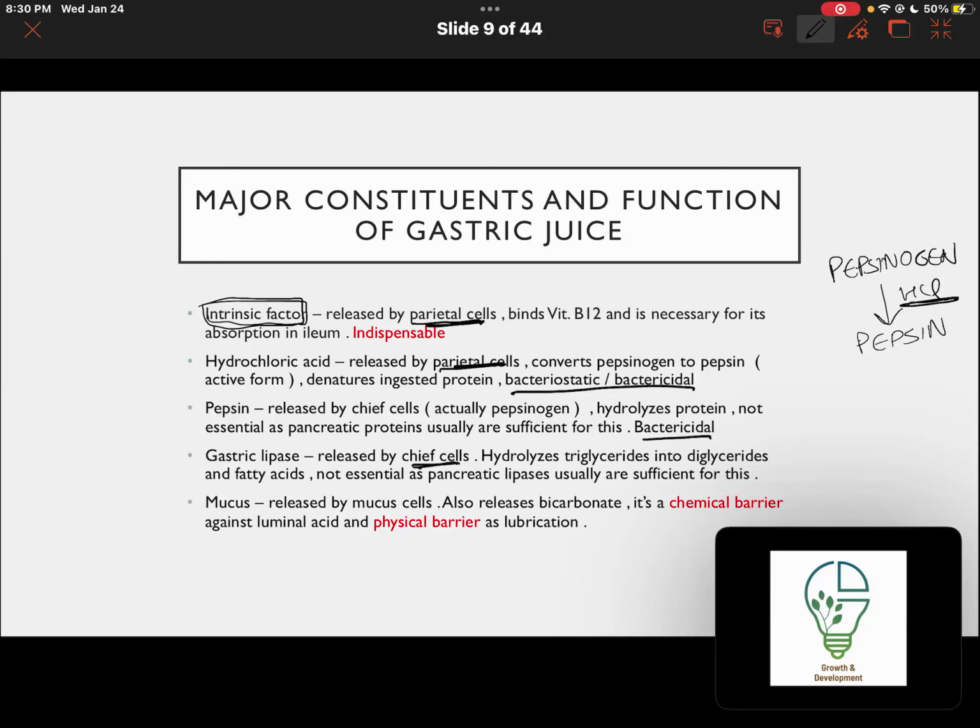Then we have the mucus, which is released by mucus cells. It also releases bicarbonate. So bicarbonate, which is chemically HCO3 minus, is also released by the mucus cells, and it acts as a chemical barrier against the luminal acid. So it neutralizes the acid so that the acid does not affect the mucus cells themselves. And it also acts as a physical barrier because it provides lubrication. So that's it. As I said, most of the constituents are also produced by the pancreas, which means they're not essential for life, but the intrinsic factor is only produced by the stomach, which makes it indispensable. We need it to live. If that's clear, I'm going to move on to the next part.